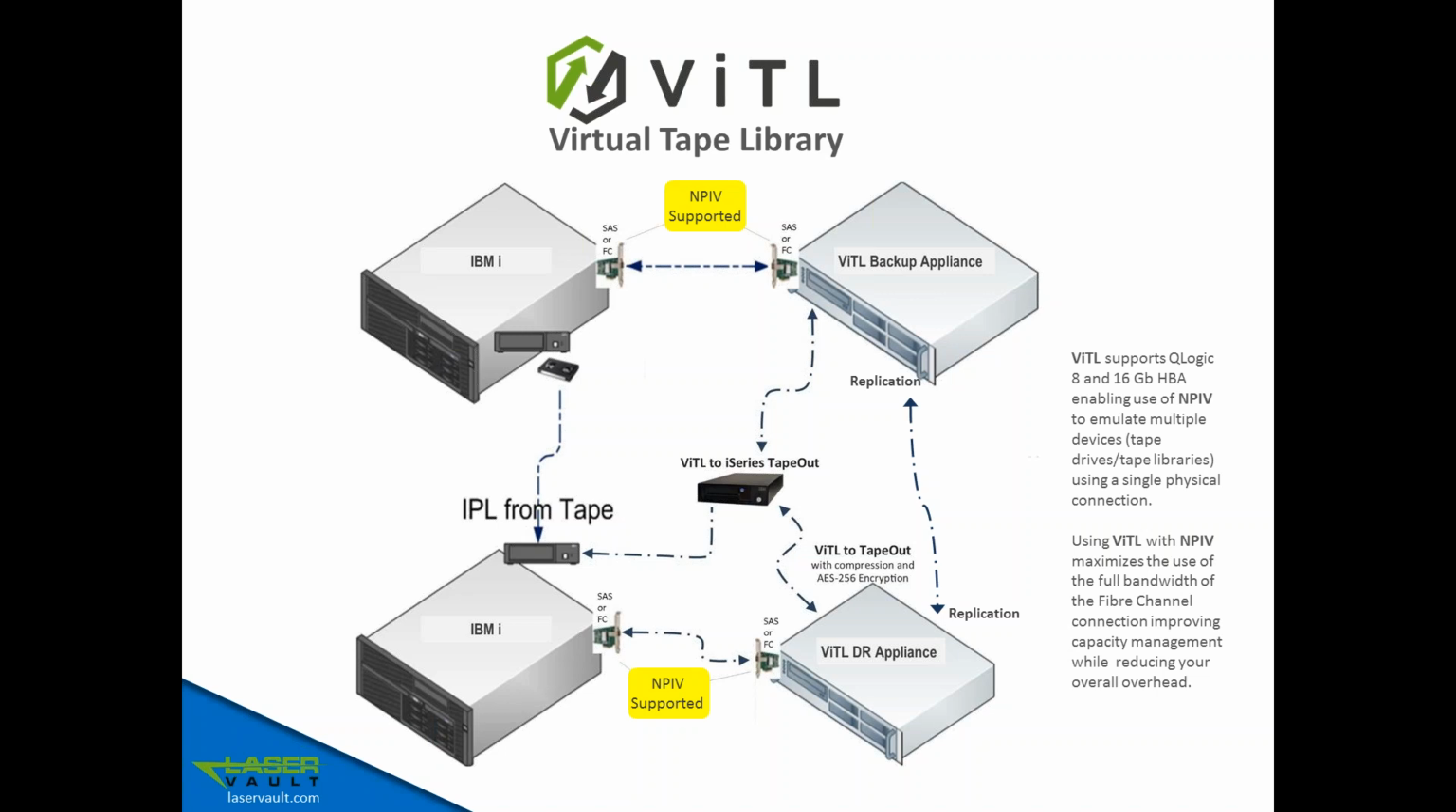So there are a couple of different things you can do to replicate your backups: dupe tape, tape out, replicate to a DR appliance in which you have LaserVault installed, connected to a second iSeries, replicate to cloud, or replicate from one SAN or NAS to another. So you have all these different options to create copies of your backups for disaster recovery. Two copies of your backups is always better than one, and with tape you only have one copy.